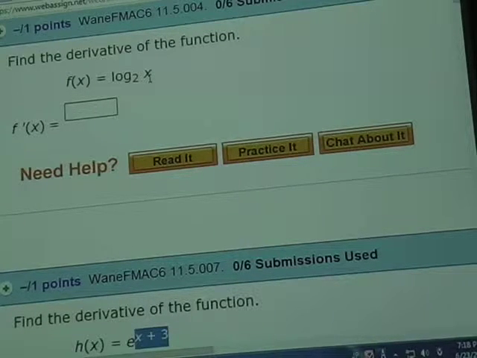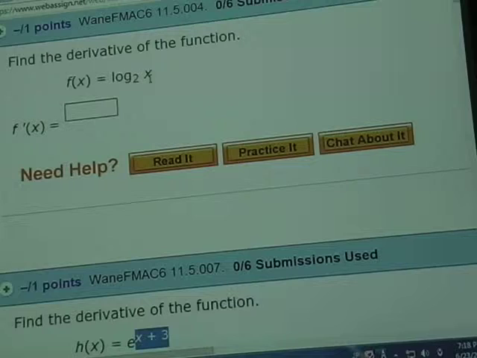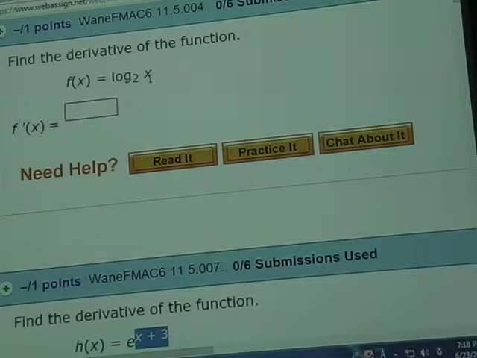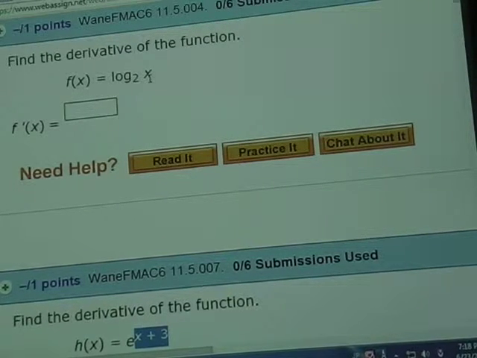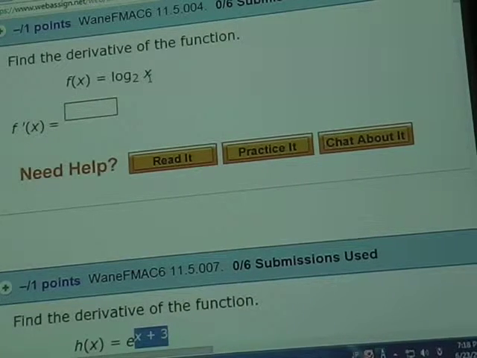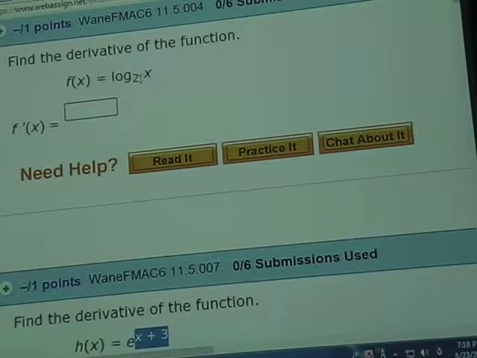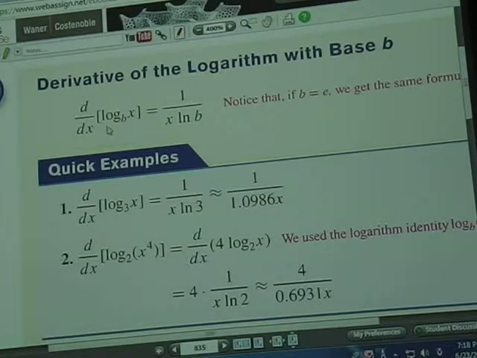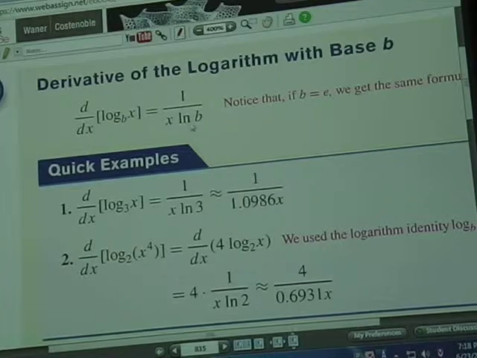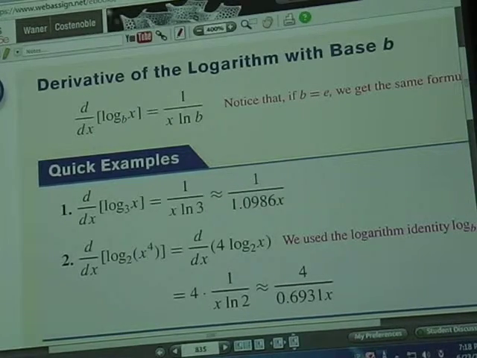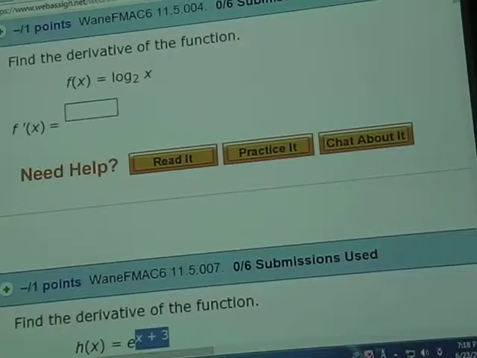So this one also, you don't need the chain rule. You just need that formula that you just noted. What's the answer? This is log base 2 of x. So the answer is what? 1 over x ln of 2. Okay? Everybody okay with that? Okay, so that's what they want you to put in there.